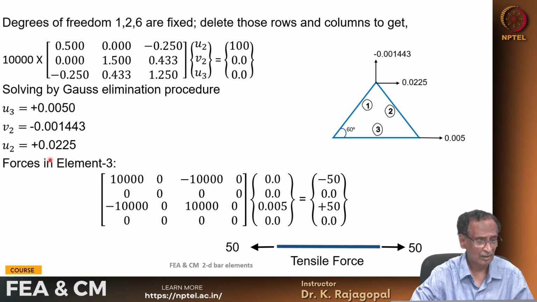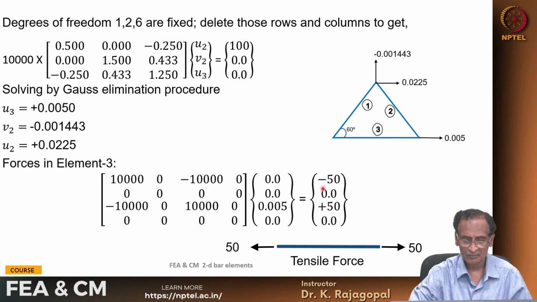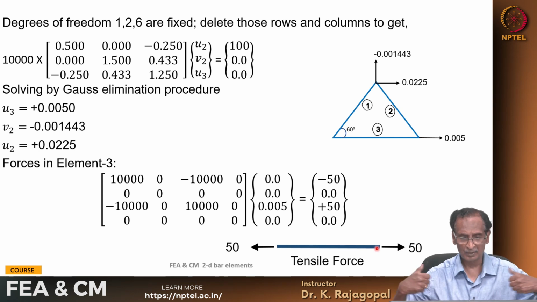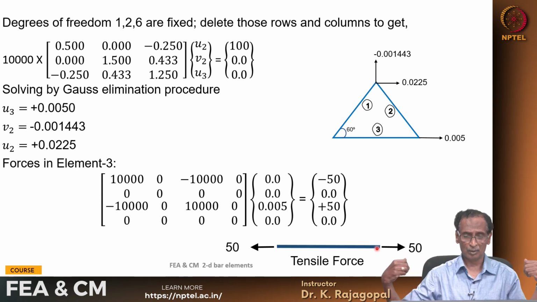Then the forces in element 3. This is our stiffness matrix, the same in both global and local coordinates because it coincides with the global coordinates. If you calculate, the forces are minus 50, 0, plus 50 and 0, that is minus 50 at node 1 and plus 50 at node 2, and this indicates a tensile force because we are pulling on both sides.